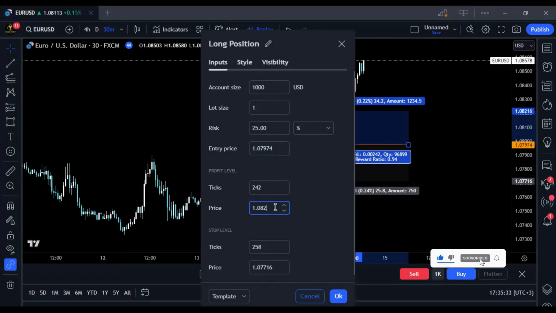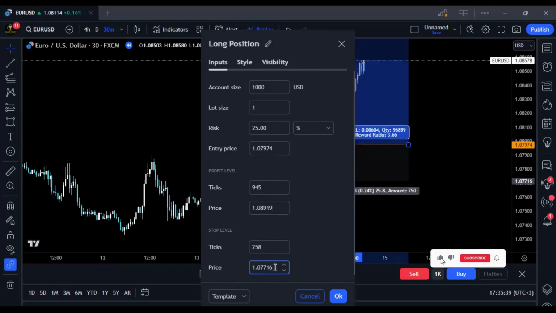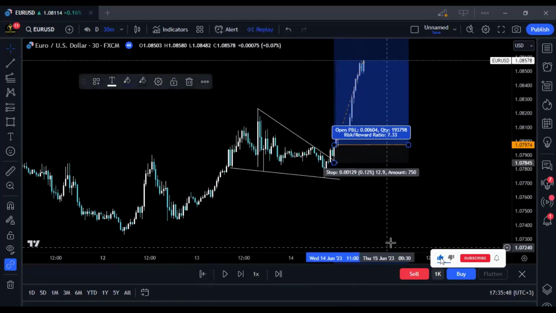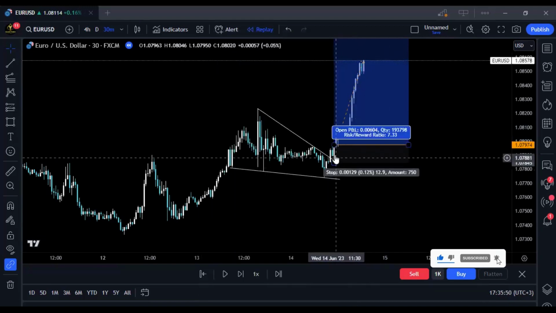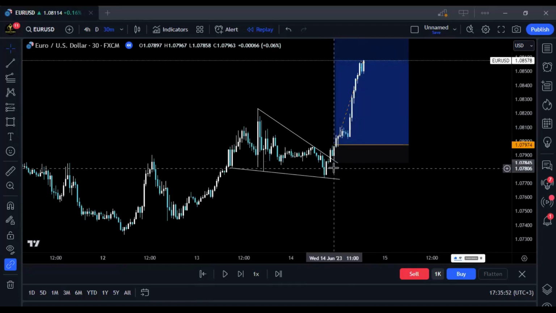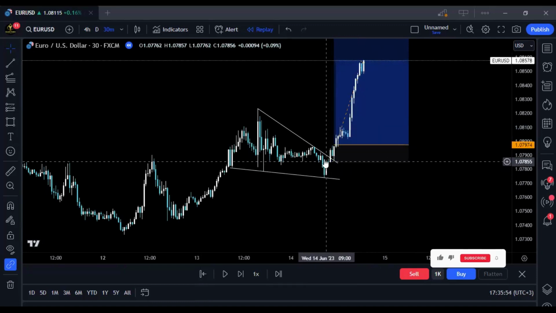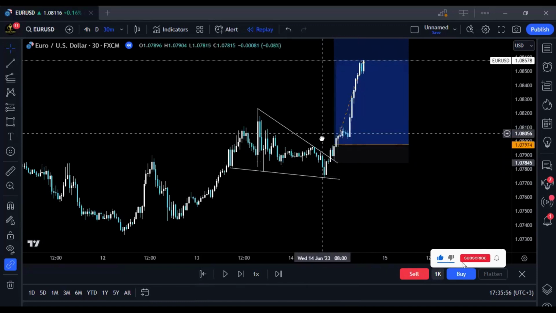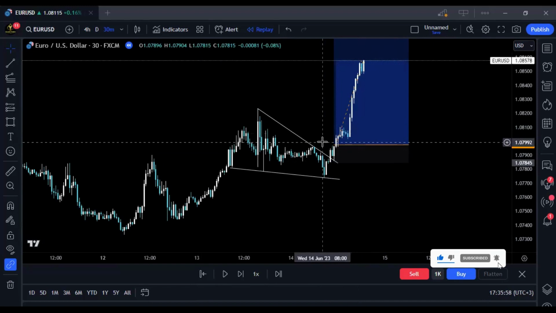Targets 89.19, and stops were about 78.45. So this was our entry candlestick. You can see the stop loss was just below the entry candlestick, entry right there. And then this trade actually just pumped in our direction.